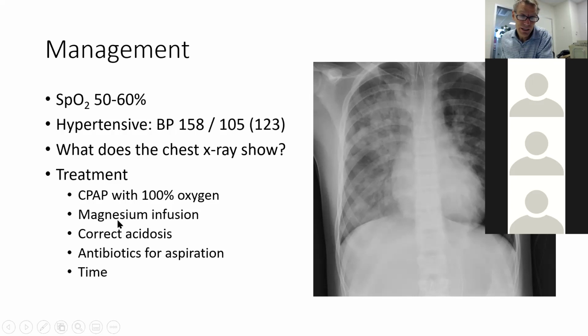And it doesn't help if you've got acidosis or hypokalemia, so it's important to correct the electrolyte abnormalities and correct the acidosis, give some magnesium, give some antibiotics because he might have aspirated when he had the arrest, and then just wait for time. And really within about 8 to 12 hours, he improved and he was fine after that. I mean, he'll need to be on some ongoing treatment for his pre-excitation, but he's doing very well now.